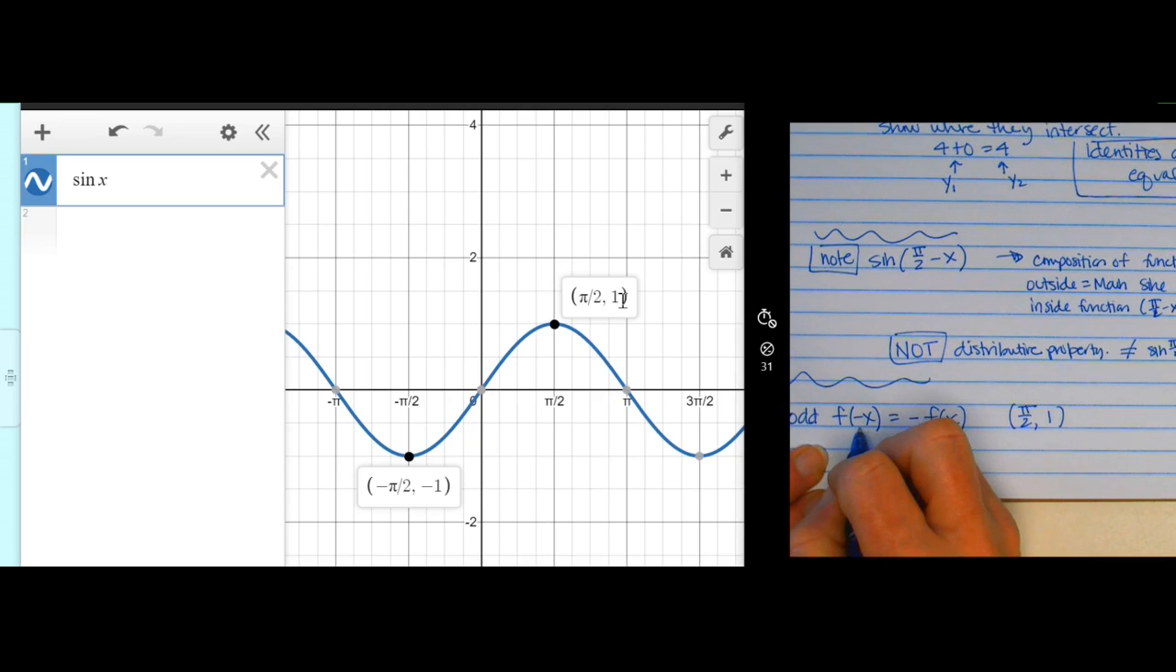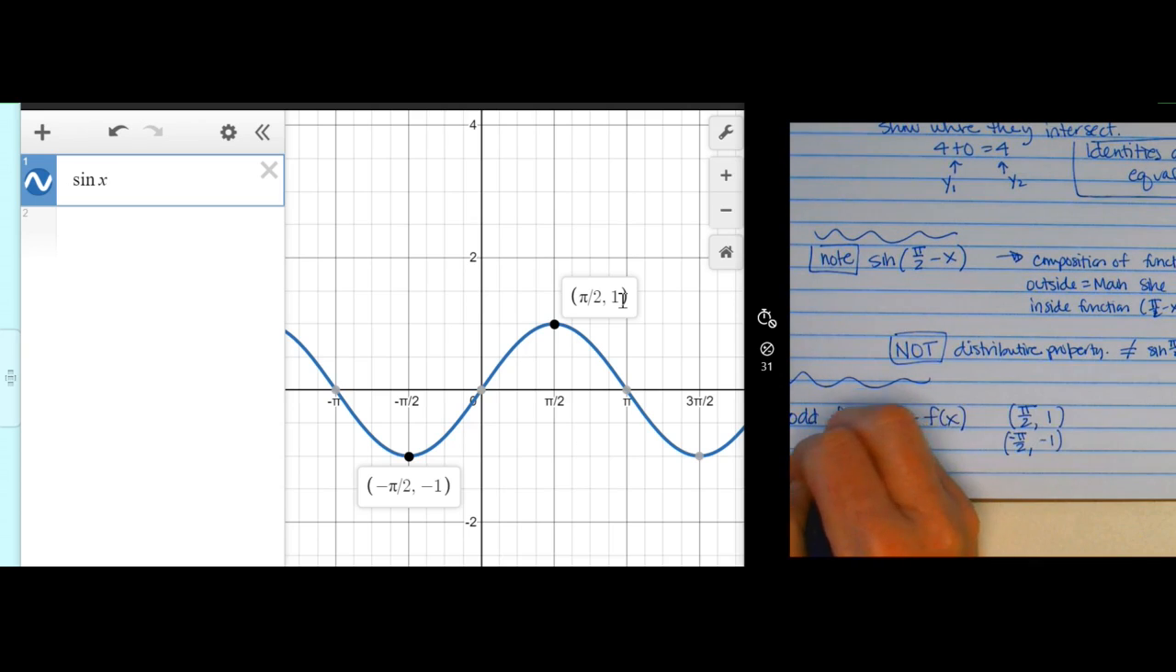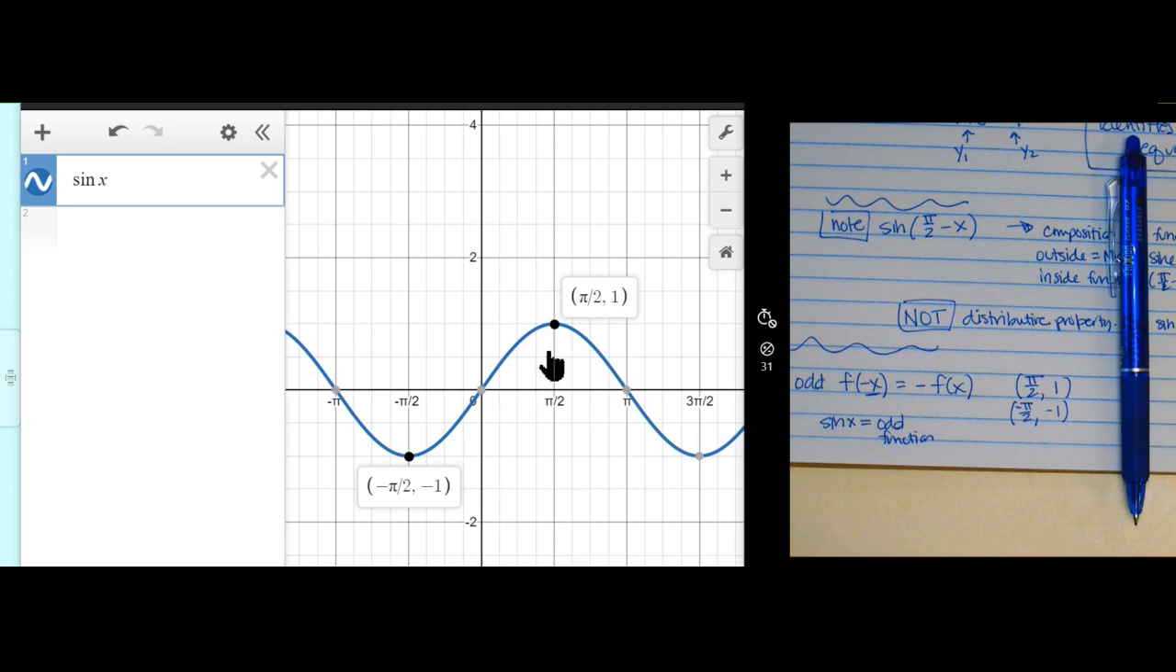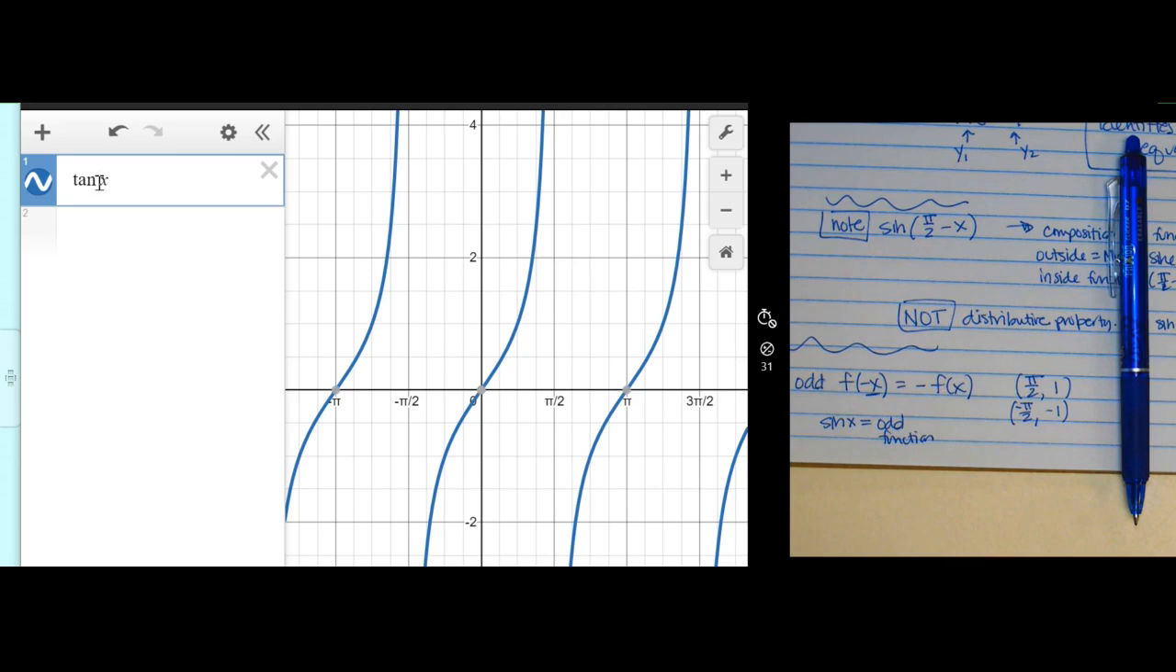What happens if I plug in negative pi over 2? Do I get negative y? And I do. So sine is an odd function. So every value that you get here on the positive side, you would get the opposite version on the negative side. The same thing happens with tangent. It is an odd function. It looks like x cubed, so of course it's going to be an odd function. X cubed is a 3, it's an odd function.